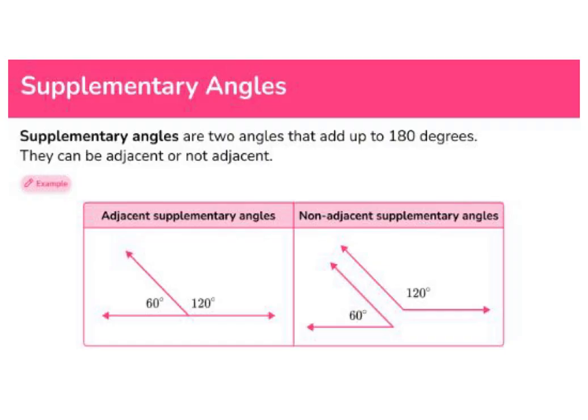Supplementary angles are two angles that add up to 180 degrees. They can be adjacent or not adjacent, so they can be touching, connected, or separated. But here we can see that we have a straight line, and we have a line segment splitting that. 60 plus 120 is 180. So we would say angle 1 plus angle 2 has to equal 180 degrees.